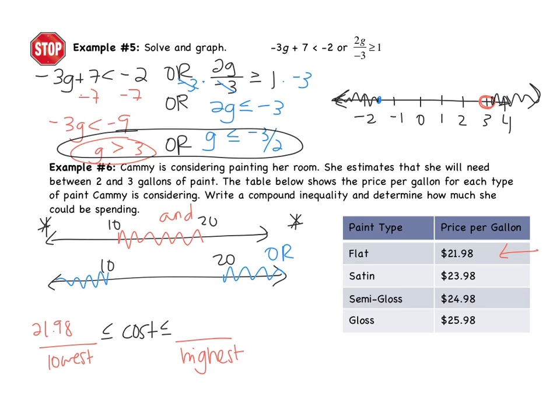But then it also says she needs between 2 and 3 gallons. So best case, the least amount of money, she's only going to need 2 gallons. So it's going to be that $21.98 times 2. Now in terms of the most expensive that she could be spending is if she uses this gloss paint, this $25.98. Okay, and then if she's spending the highest amount, she's going to need the most amount of paint, which is going to be 3 gallons.